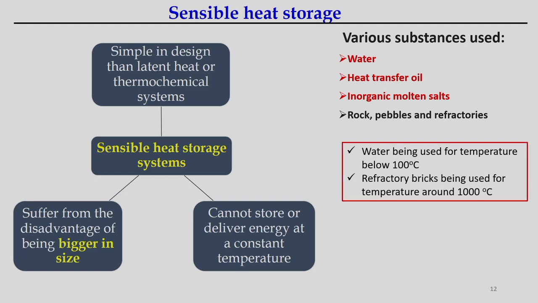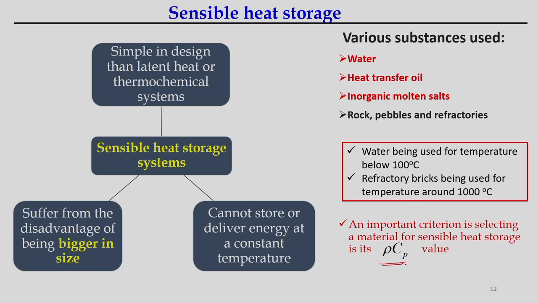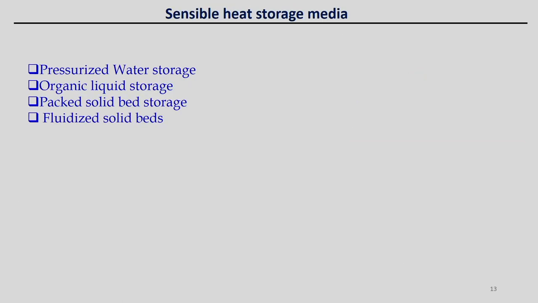Just for your understanding, water is used for temperatures below 100 degrees Celsius, but refractory bricks are used for temperatures around 1000 degrees Celsius. So, in this system, it is very important to know the heat capacity, which is one of the important criteria in selecting a material for this scheme. Okay? It is represented mathematically by rho times Cp, where rho is the density of the material and Cp is the specific heat of the material. There are different ways of storing sensible heat energy, like pressurized water storage, organic liquid storage, packed solid bed storage, then fluidized bed storage.